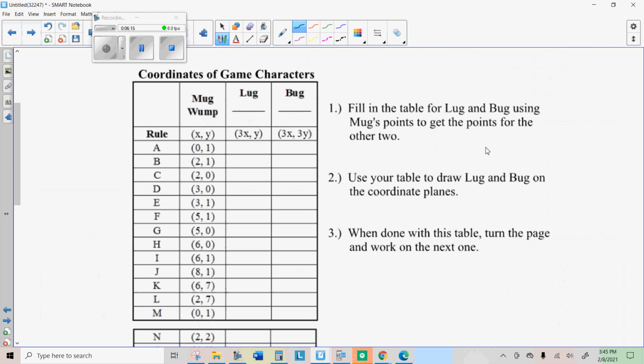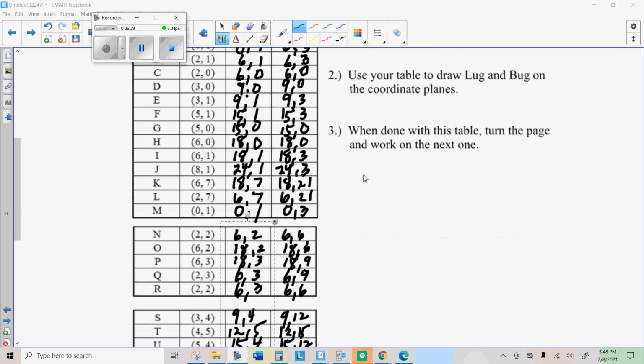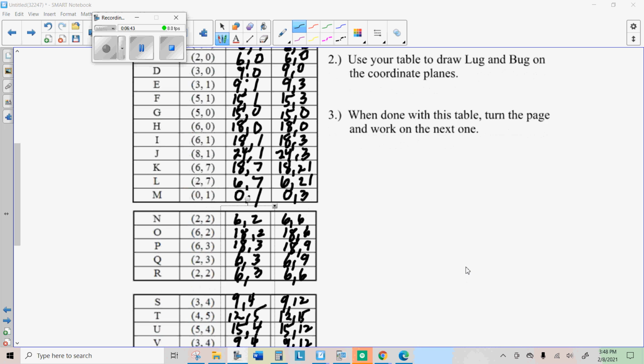We're going to find the coordinates of some new game characters. We're not sure if they're WUMPs or not, but we're going to go ahead and find the coordinates of Lug and Bug. Lug, you're going to multiply the x by 3, but leave the y the same. Bug, you're going to multiply both of them by 3. Go ahead and do that. You can check your answers here. Pause it now if you're checking.